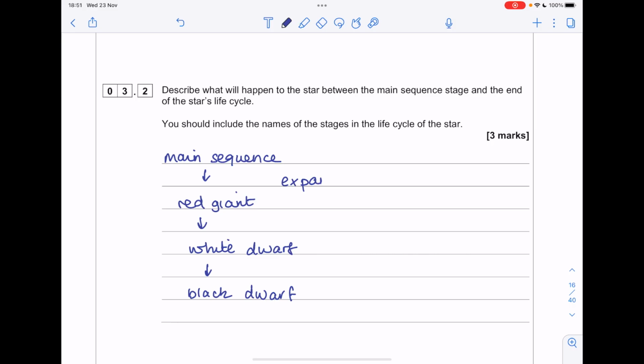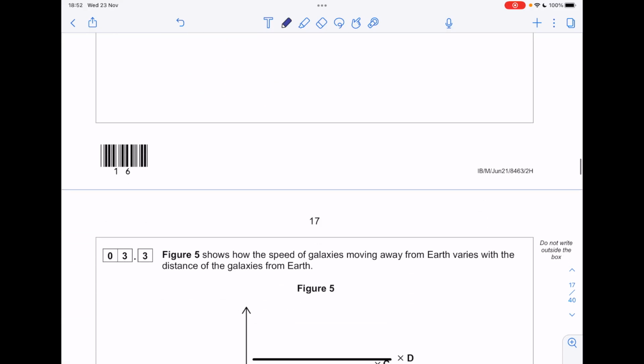Make sure you write this out in full sentences, but I'm just going to add a few extra details. So at the end of the main sequence, when it runs out of fuel, it expands to form a red giant, and then it collapses to form a white dwarf, and then cools to form a black dwarf.